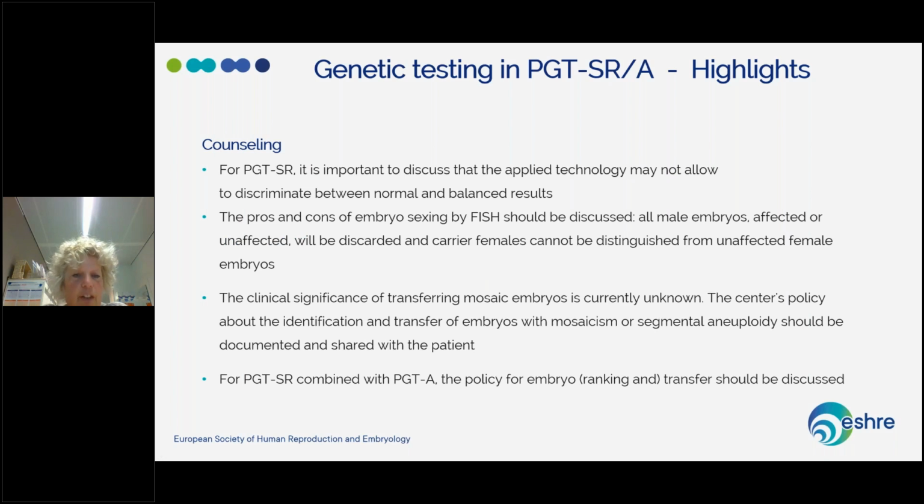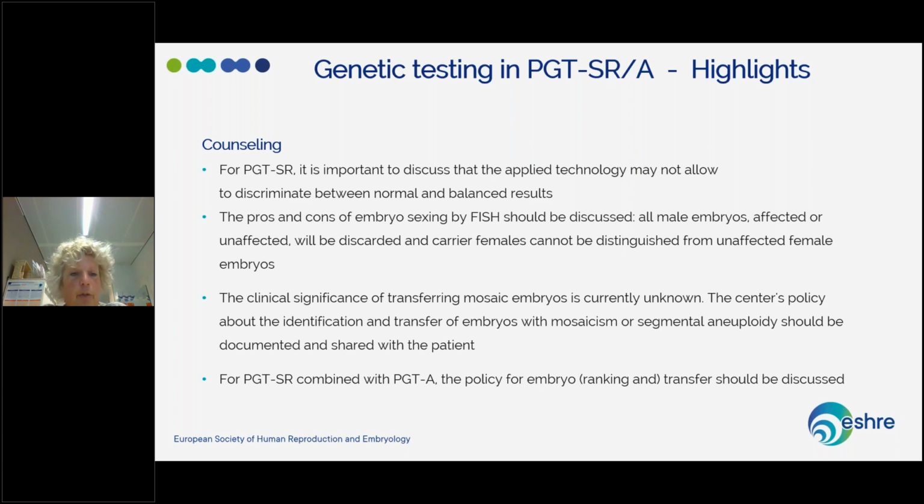So for counseling, we felt that it was necessary to pay more attention to this part, as PGT has become more complex over the years, both for professionals as well as for patients. So there is a big task, an important task for the counselors to well inform our patients.